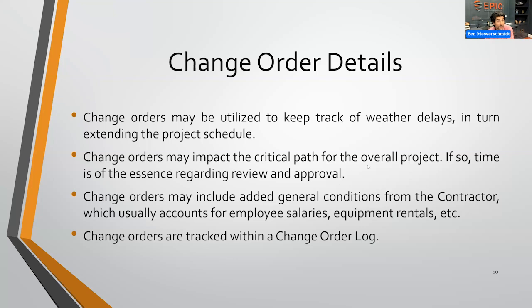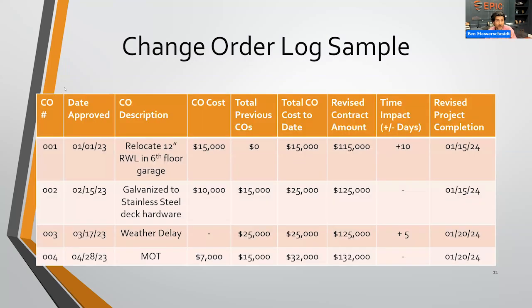General conditions may also be included on change orders. So the actual cost to keep the trailer there, the dumpsters there, things like that, and pay employee salaries. That may be a percentage usually added to each change order depending on its overall size. Like I said previously, they're tracked in a change order log. And in that change order log, it's going to look something like this.